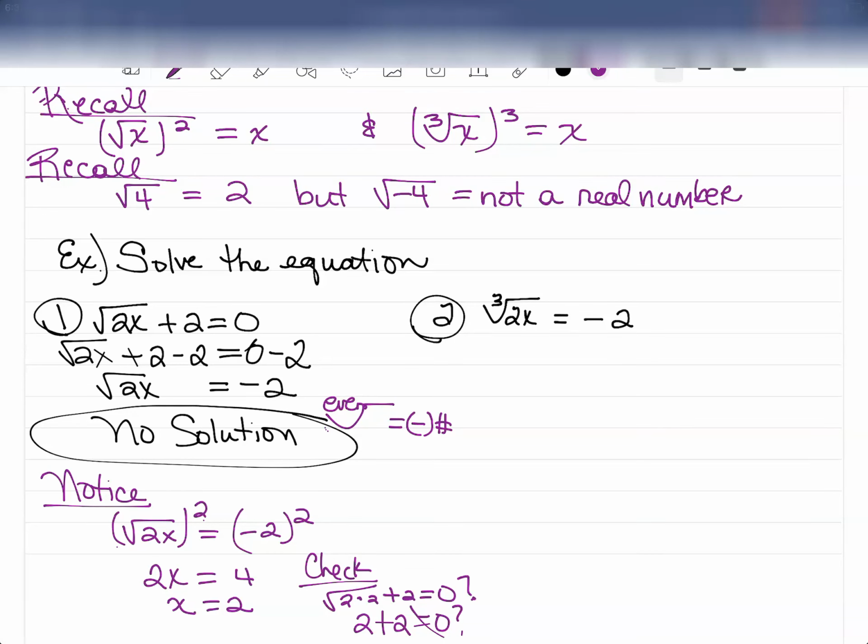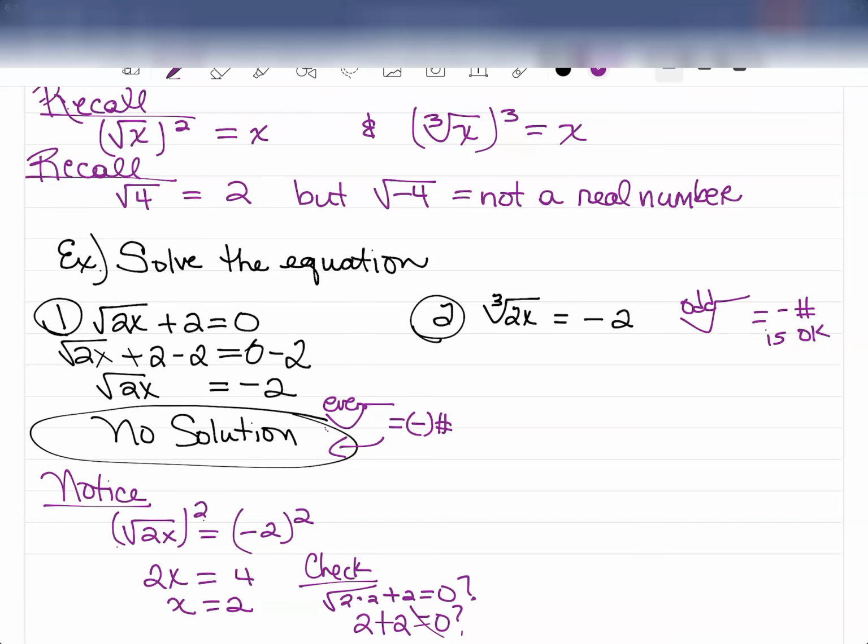And number 2, we have the cube root of 2x equals a negative number. This one's okay. So that one was, you had an even root. This time I have an odd root. Cube is odd. I can do that. We looked at the cube root of negative 8 and saw that it was negative 2. So that's okay.